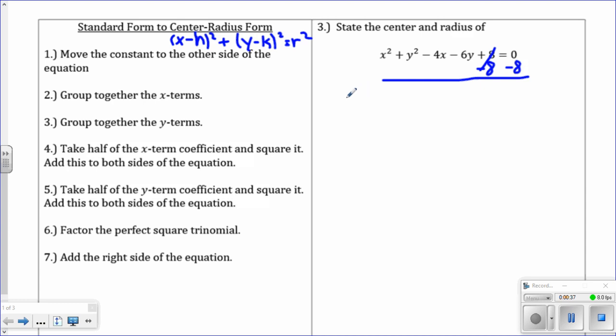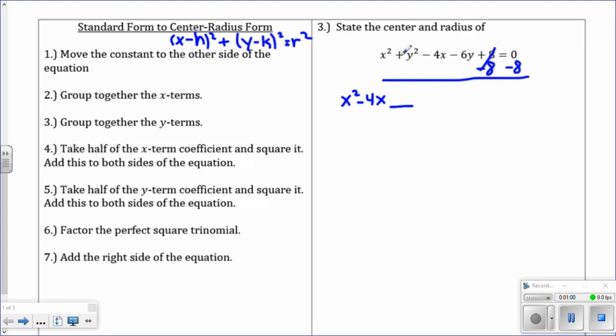Okay, I'm going to actually do steps 2, 3, kind of 4 all at once here. Steps 2 and 3 say to group together the x terms and then group together the y terms. Okay, so let's do the x terms. We're going to have x squared, and the other x is the negative 4x. And I'm going to leave a little space here, and you'll see what we'll do with that in a second.